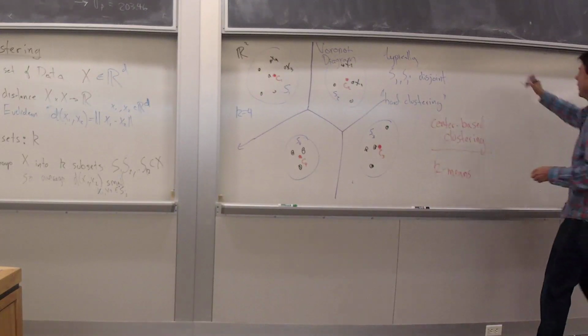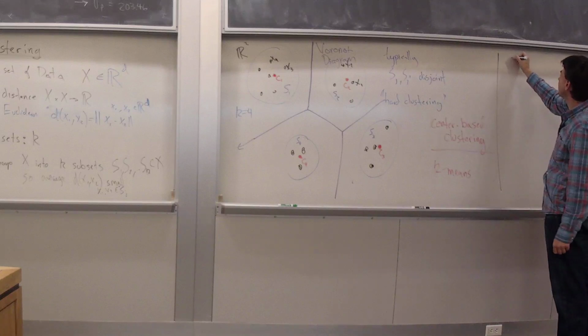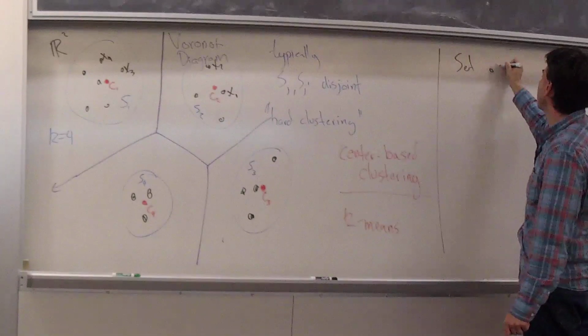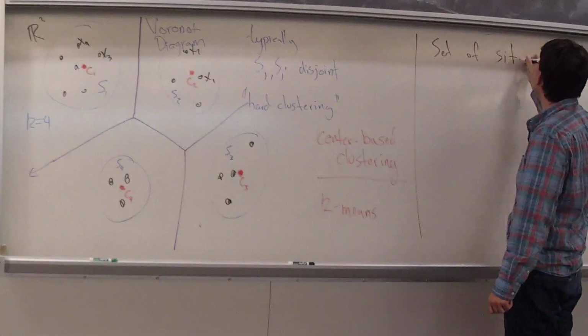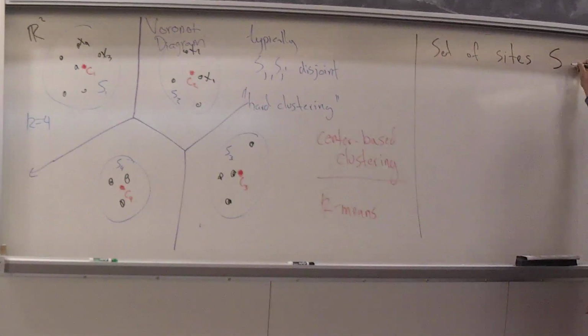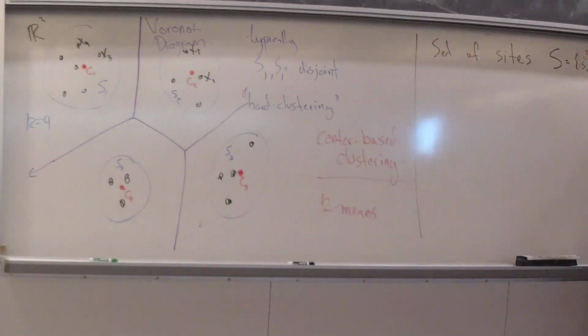So I'm going to start with a set of, I'm going to call these sites. Okay, and these are like the centers here, but this is going to be S1, S2, up to SK, and these will be points in R^d. Okay, so these are the points here. These are the red center points. This is equal to C1, C2 up to CK.